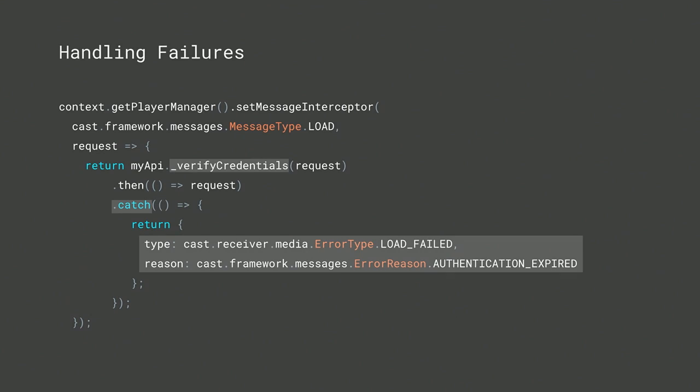Now I want to talk about what happens if the API call fails. Here I've got a verify credentials call that I made when the load request came in. And then you can see in the catch, I set the error type to load failure, and I'm setting the error reason to authentication expired. You definitely want to make sure that you're handling these errors, and it's very simple to do that within the promise.